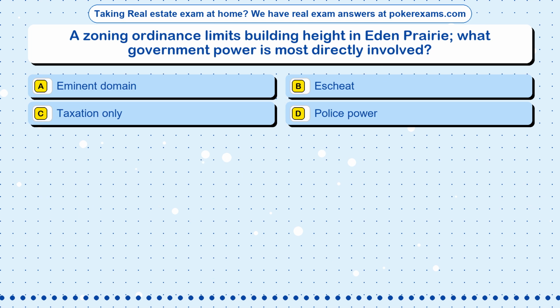Question 68. A zoning ordinance limits building height in Eden Prairie. What government power is most directly involved? Option A. Eminent domain. Option B. Escheat. Option C. Taxation only. Option D. Police power.